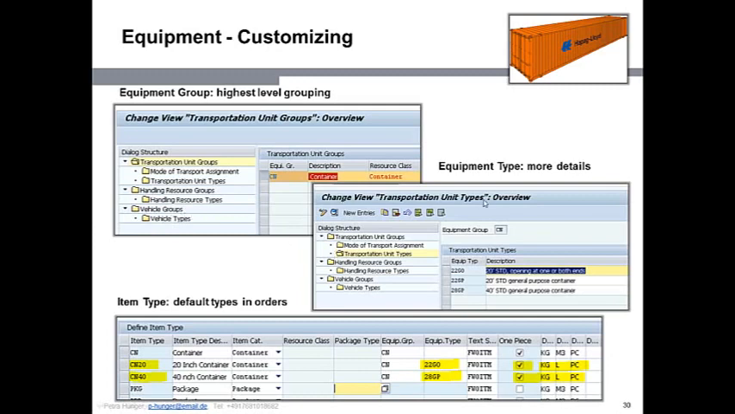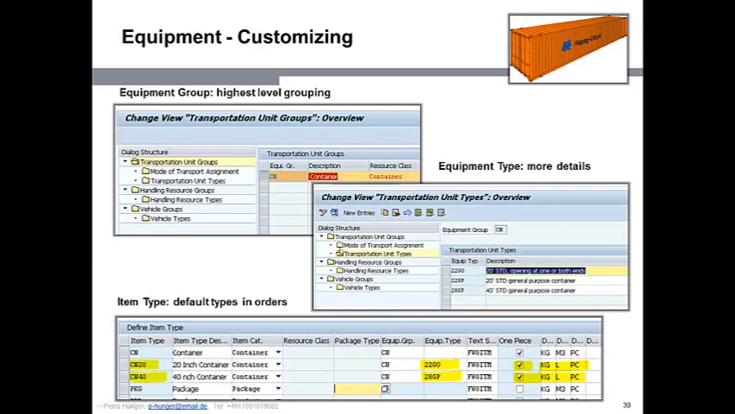So when you change this, you can see here, for example, you go into transportation unit groups and you choose equipment group CN, then you can go to the lower level, mode of transport assignment and transportation unit types, and at the transportation unit types level, you have the equipment types. So it might be a bit confusing because here you can see transportation unit type, but what you actually maintain is equipment types. But that is just to use equipment types in different areas: in the area as being a transportation unit, as being a handling resource group, and as being a vehicle group.